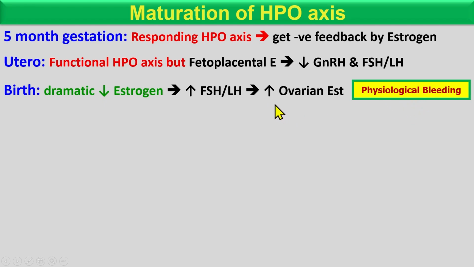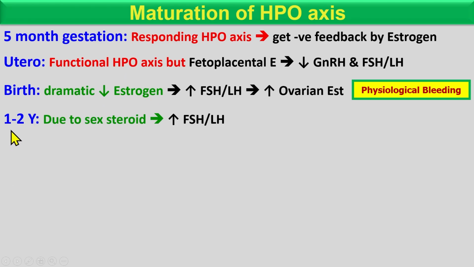Okay, because this estrogen acts on the endometrium, which increases its thickness. So that leads to the bleeding. So some children may experience the physiological bleeding at birth. So this is normal, okay, due to the dramatic decrease in the estrogen.